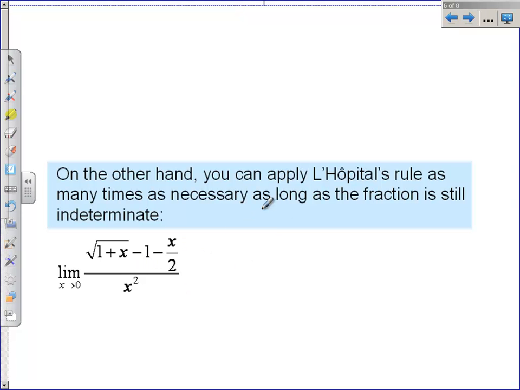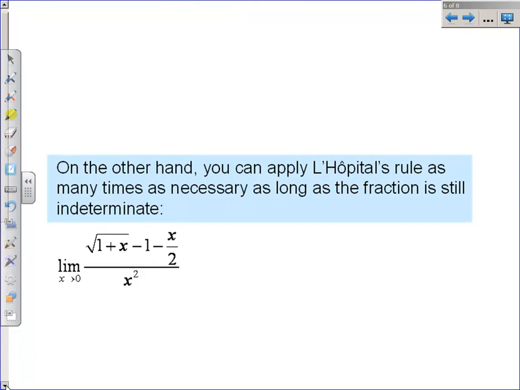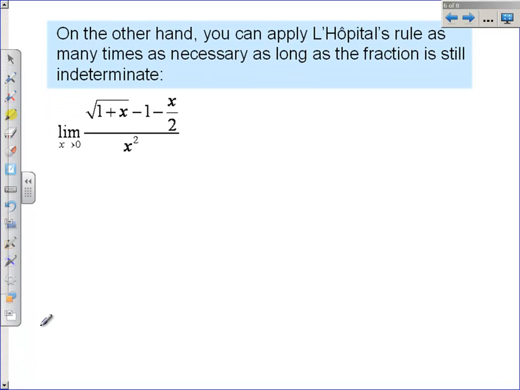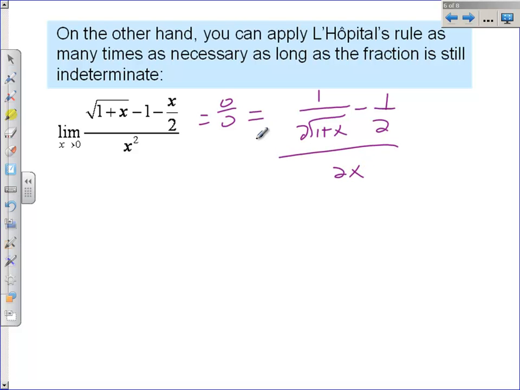Alright, one last example is you can apply L'Hopital's rule more than once if necessary. So if we plug in 0 for x here, we're going to get the square root of 1 minus this is 0 over 0. So we're going to take the derivative of the top and bottom. The derivative of the top is 1 over 2 square roots of 1 plus x, minus 1 half. The derivative of the bottom is 2x. And when we plug in 0 this time, we're going to get 0 over 0 again. And if you get an indeterminate form, you can just continue to apply L'Hopital's rule.